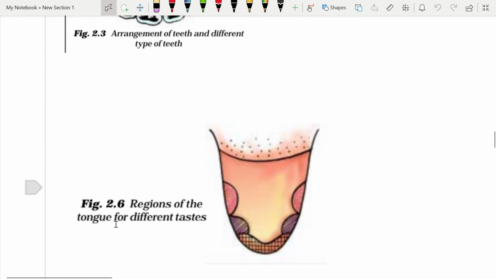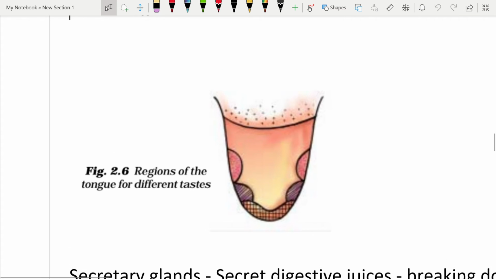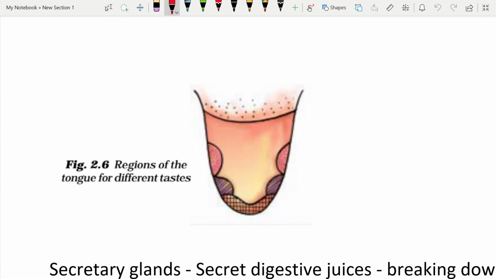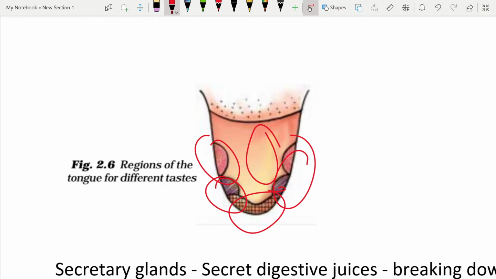Now these are the regions of the tongue where different taste buds are located. So here are the taste buds, all over here. They're not really in the middle, but they are around the border of the tongue.